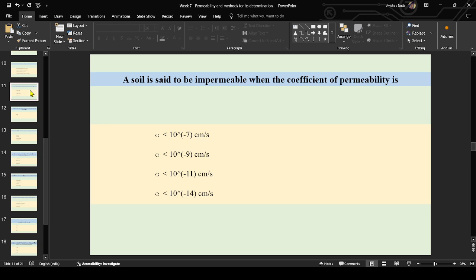I repeat the question. A soil is said to be impermeable when the coefficient of permeability is, first option, less than 10 to the power minus 7 centimeter per second. Second option, less than 10 to the power minus 9. Third option, less than 10 to the power minus 11. And last option, less than 10 to the power minus 14 centimeter per second. I hope the question was clear. Next question.